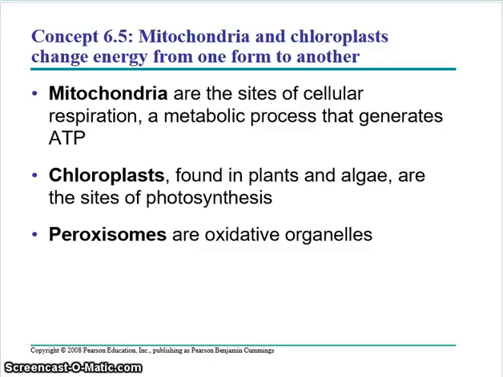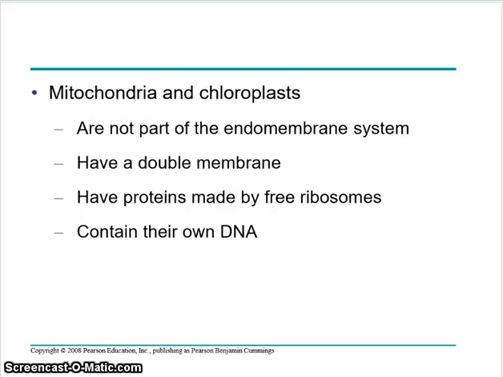In our next section, we're going to finish up with some more organelles and then take a look at the cytoskeleton and then other things that are external to cells. In section 6.5, we're going to take a look at the mitochondria, the chloroplast, and peroxisomes. Now, mitochondria and chloroplasts are important in energy transformations, and they have some neat facts about them.